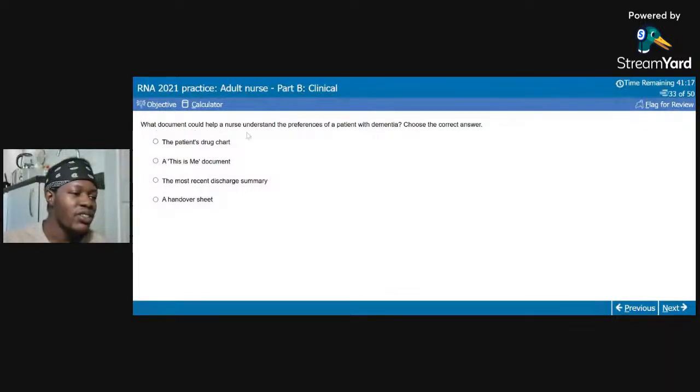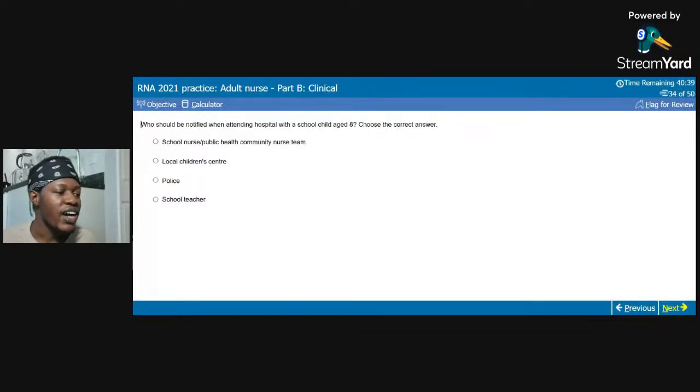What documents could help a nurse understand the preferences of a patient with dementia? Like what would help you to know a patient better? It is a "this is me" document because it's like telling you everything you need to know about the patient: their name, their date of birth, their age, their preferred name to be called, their preferences like color, food, everything. Unfortunately, not everywhere has this document, but it is a "this is me" document, not the handover sheet, not the patient's drug chart, not the recent discharge summary.